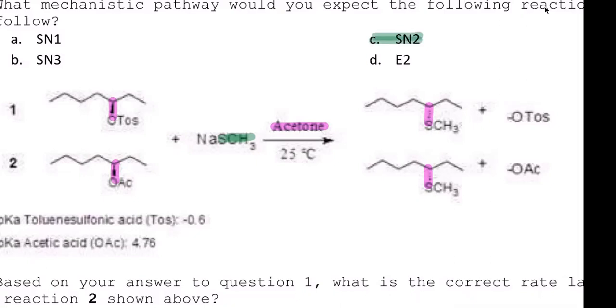And all the conditions give it away. You have the inversion of stereochemistry, you got aprotic solvent, you have a secondary substrate, and then you have a good nucleophile. All right, so it's Sn2.